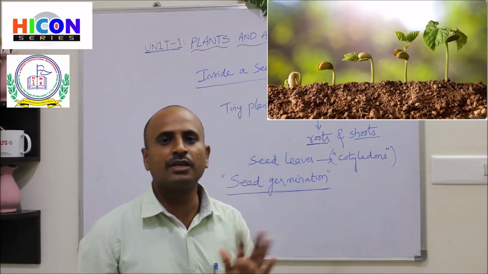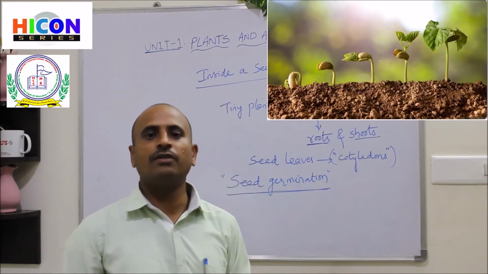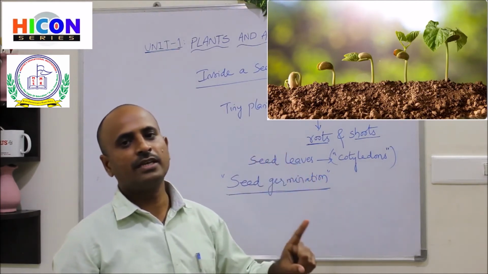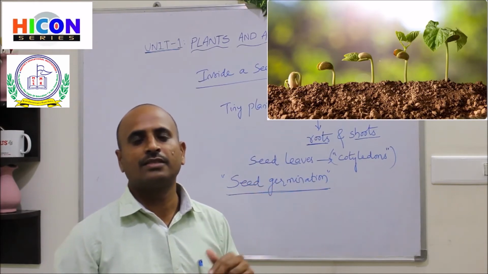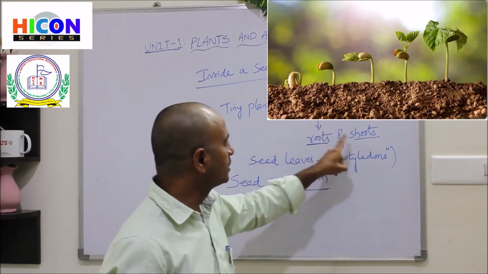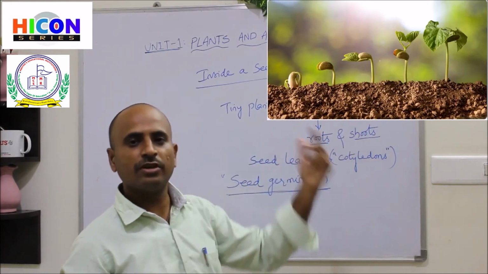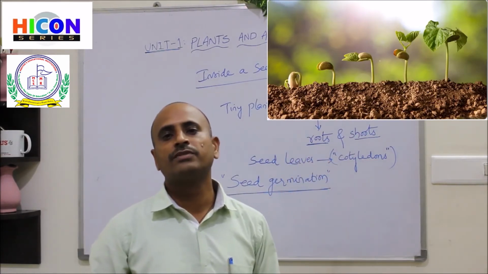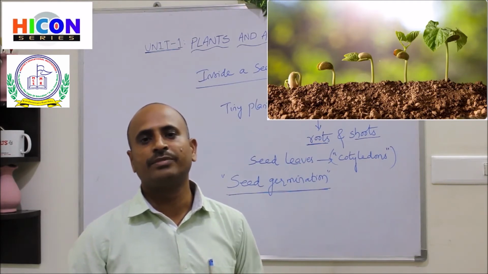So in the picture, we are observing the stages of conversion of a seed into a plant. In the first stage, the seed is inside the soil. In the second stage, first the roots will grow. In the third stage, next the shoots will grow and come outside the soil. In the fourth stage, the shoots will be converted into leaves, which we will observe in a small plant. So this is about seed germination.